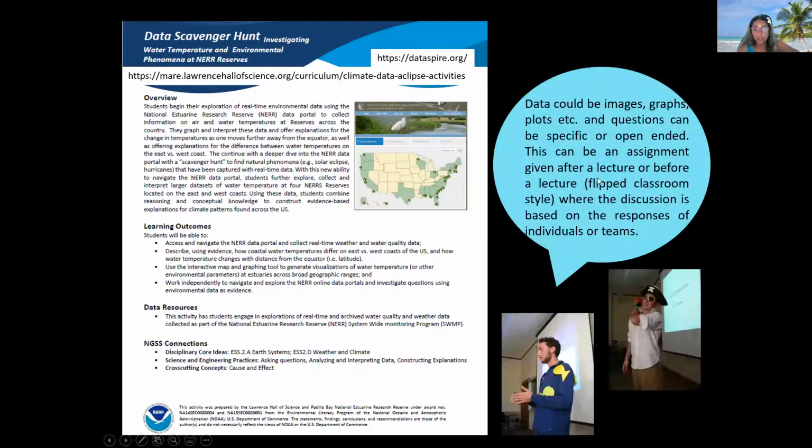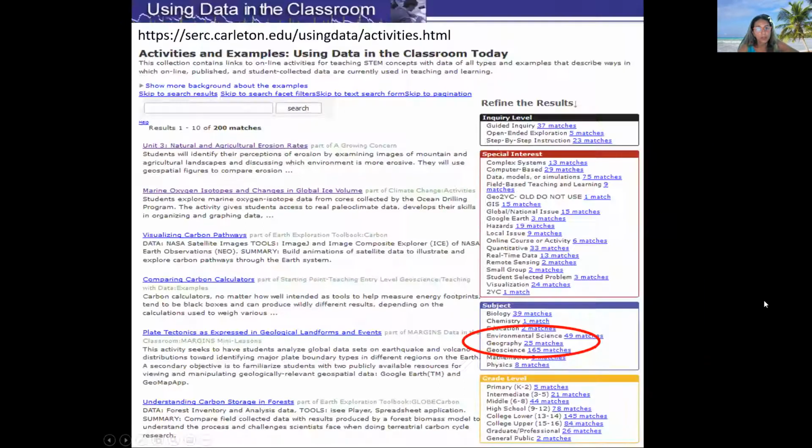Generally, the data could be images, graphs, plots, and the questions could be specific or open-ended. And then the assignment could be given either before or after the lecture. Work can be done as individuals or teams. And at the end, obviously, the students have to present some work, either by solving the assignment or giving oral presentations. So this is a lot of work, but luckily there are also a lot of resources for that.